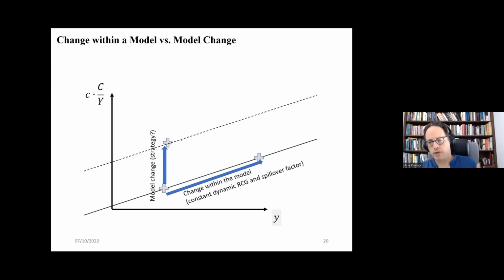When we interpret these curves, this approach also allows us to distinguish between two types of changes. One change is you can move along the line, which is a kind of change within the model, because the dynamic RCG and the spillover factor stay the same. But another type of change is the movement of the line, which we would interpret as a change of the model.